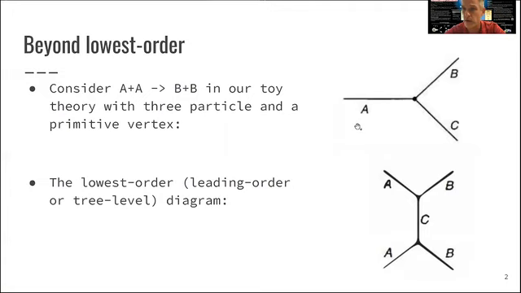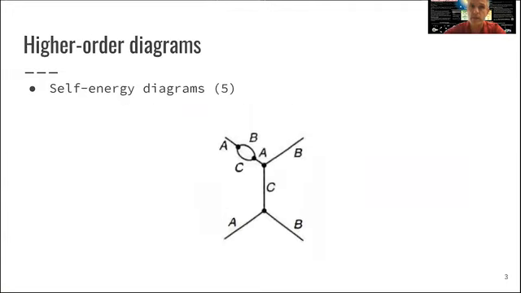So what do higher order diagrams look like now? Here is the first example. And this example is one where one of the legs involved, or one of the particles involved, has a correction to its own mass and energy. This is the so-called self-energy diagrams.